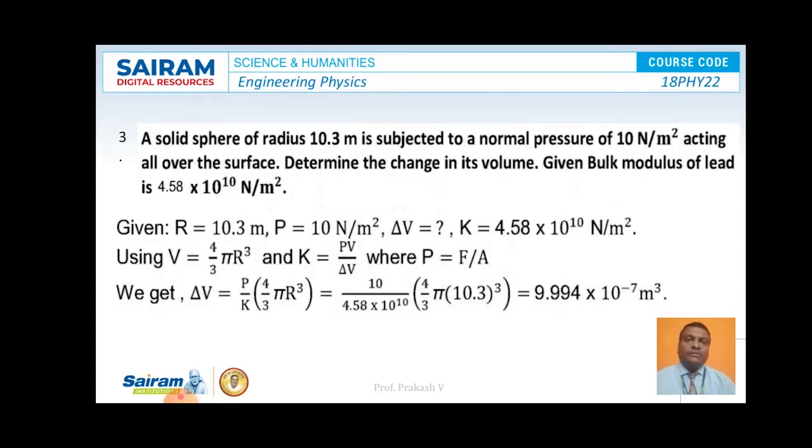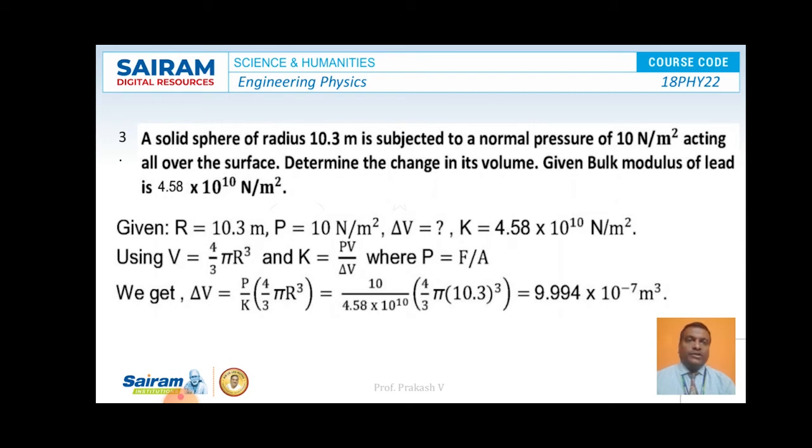The third problem. A solid sphere of radius 10.3 meter is subjected to a normal pressure of 10 Newton per meter square acting all over the surface. Determine the change in its volume. Given bulk modulus of the material is 4.58 into 10 to the power of 10 Newton per meter square.